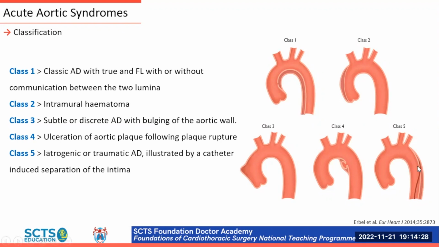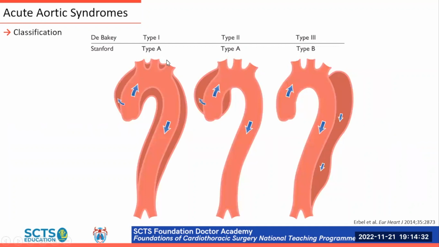We see here a catheter-induced dissection. This is the classical classification that I'm sure every one of you knows. So we have the Debakey classification, type 1, when the full aorta is involved, type 2, only the ascending aorta, and type 3, after the origin of the subclavian artery, and the Stanford type A and type B.